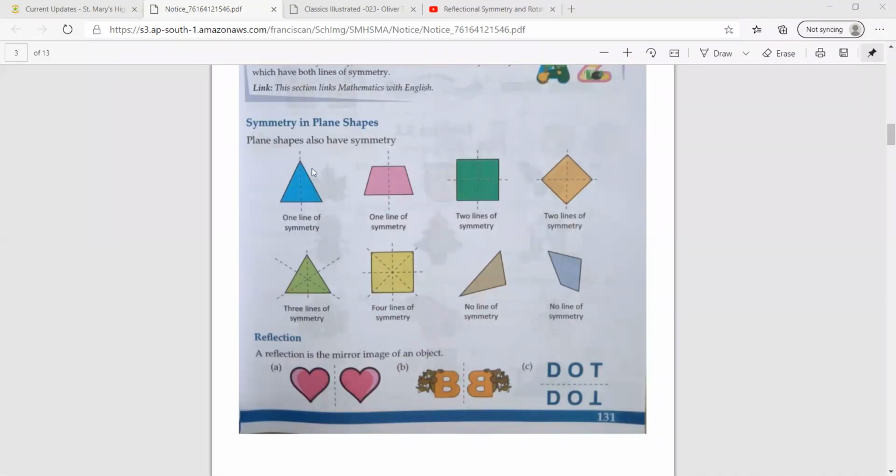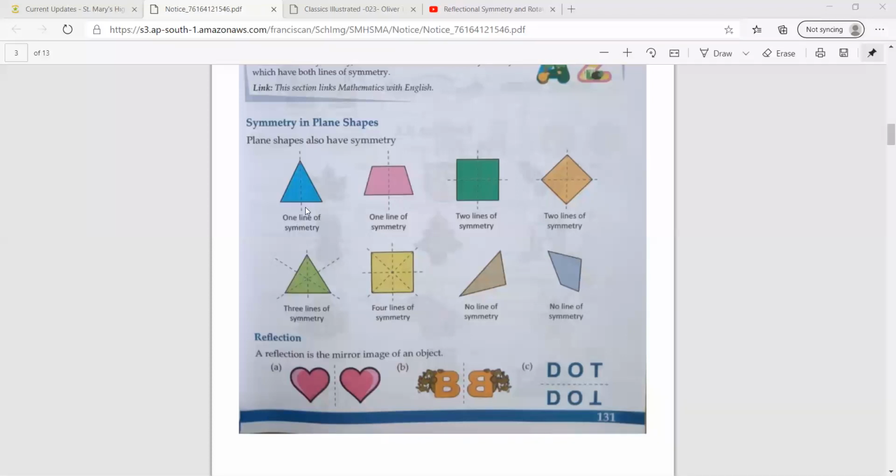That is a plane shape. Certain things, say for example, you want to draw a table, you will not be able to draw it properly on a plain paper because it is not a plane shape. It has three dimensions: length, breadth, and height. The height we will not be able to show properly on the plain paper. So these are plane shapes over here, and how symmetry can be shown in plane shapes.